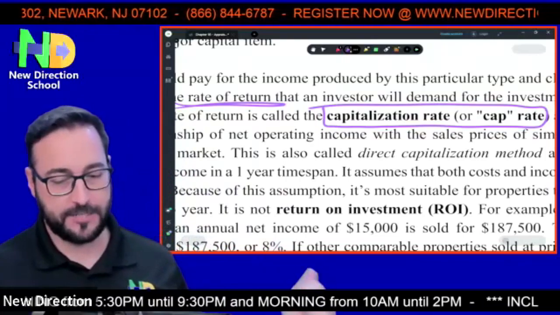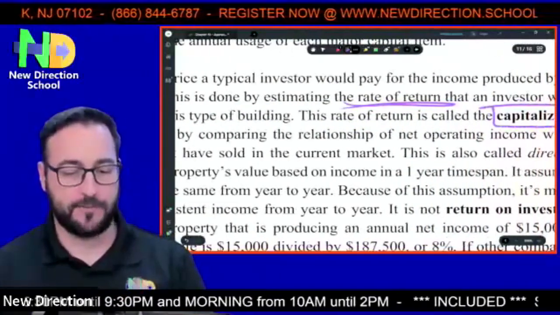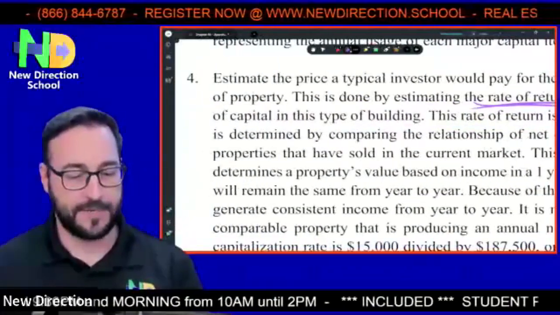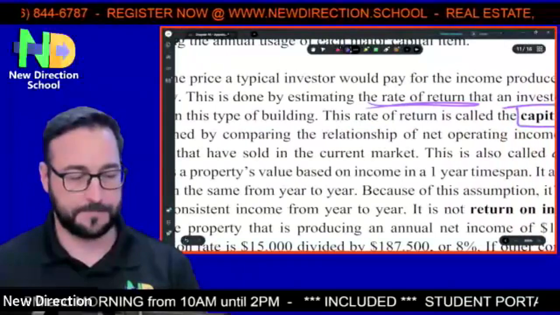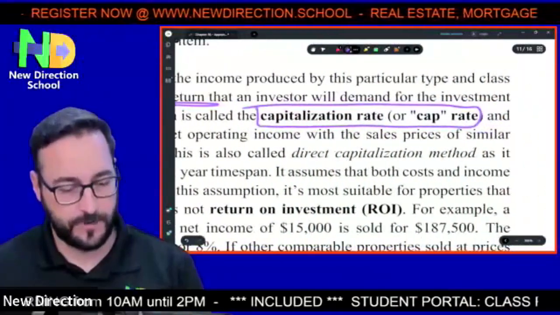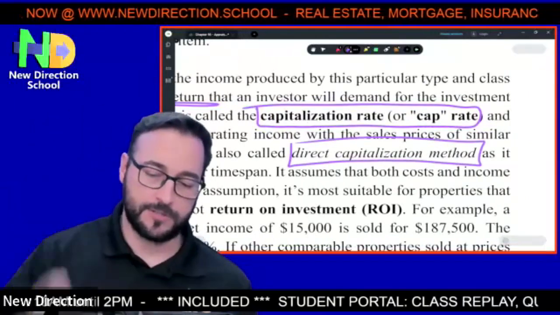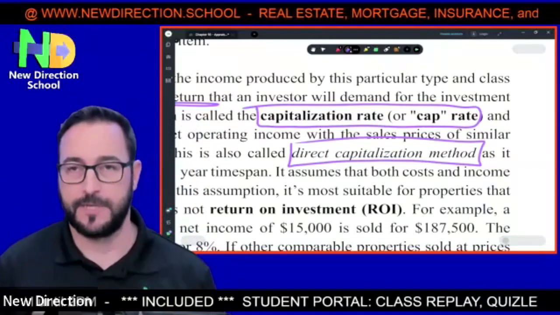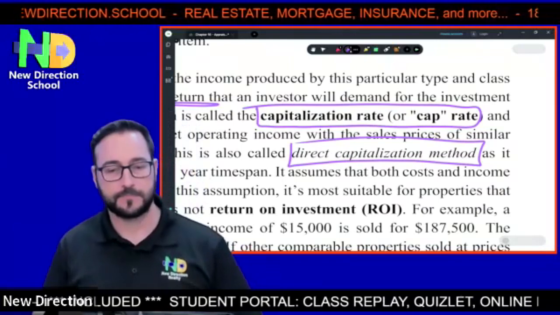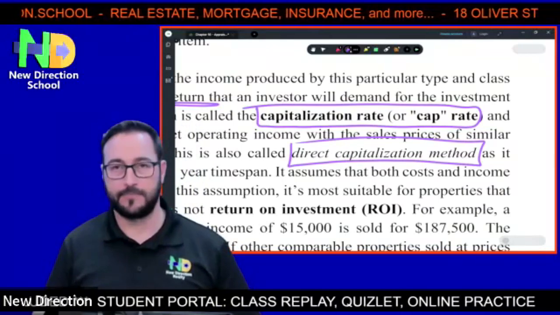So capitalization or cap rate. Now, this is determined by comparing the relationship of the net operating income and the sales price of similar properties that have sold in the current market. This is also called, very important you guys know this, not for state exam, by the way, but important that you know when you talk about capitalization rate. A lot of people think that this is ROI, return on investment. It's not.